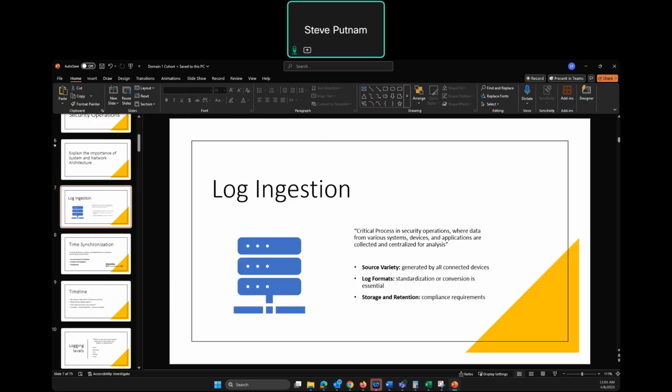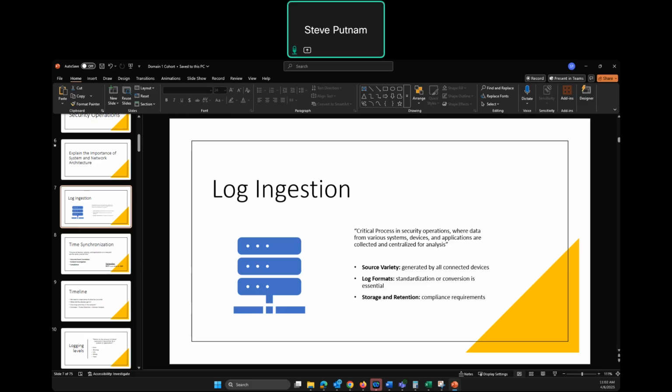First thing to look at is log ingestion. What's log ingestion and why is it so important? Well, it's a critical process in security operations, as you can see from the slide here, where data from various systems, devices, and applications are collected and centralized, generated by all connected devices on your network. Standardization or conversion is essential to the log formats and ingesting those, as well as storage and retention. That is based upon the compliance framework that you or your company is subjected to, whether it be HITRUST, SOC 2, NIST, or any of the other ones.